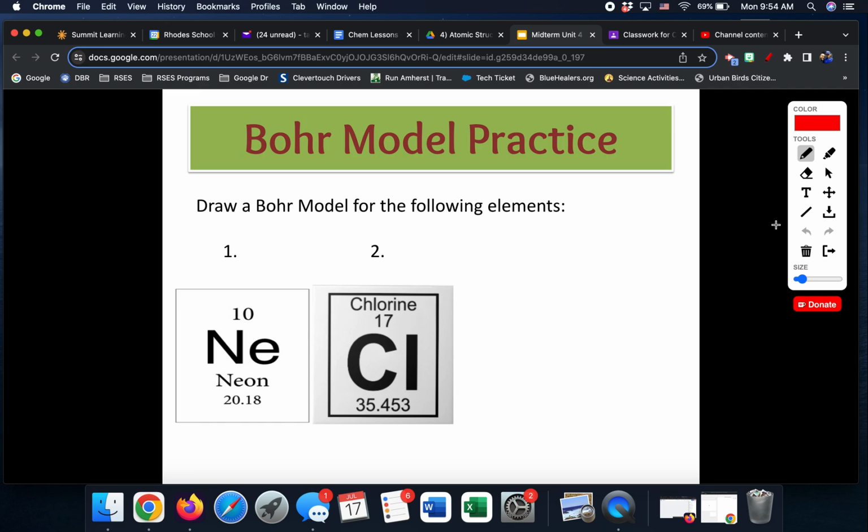All right, so if you remember, first thing to do when we're drawing a Bohr model is draw a circle and put the number of protons in the middle. How do I know the number of protons? It's the atomic number. So for number 1, I'm going to put 10p here. And then I have to tell us where the electrons are. There's 10 of them, remember, the same number of protons. And that first energy level can only hold 2, so I'm going to draw 2 there.